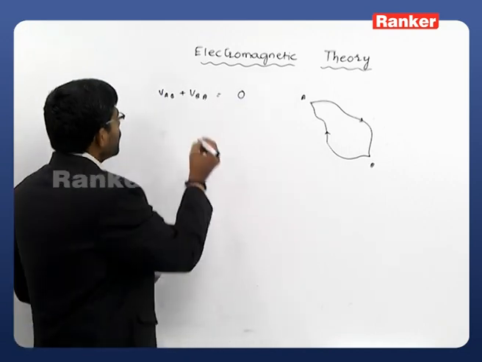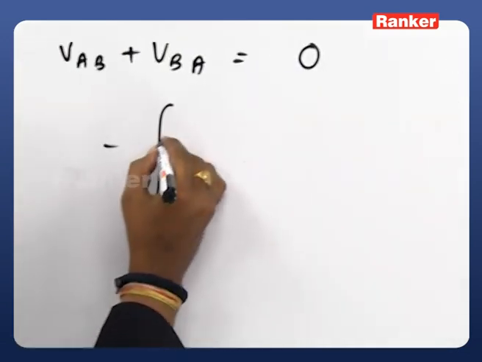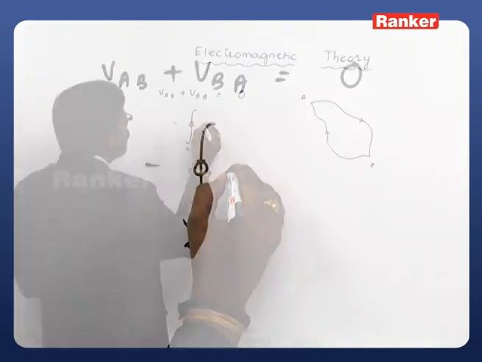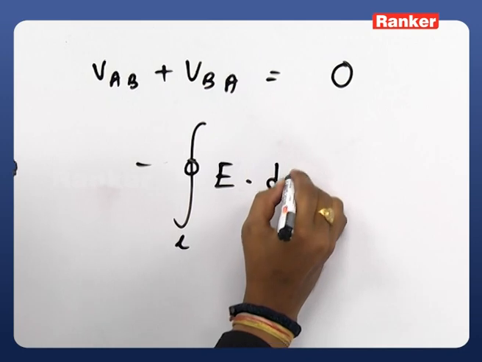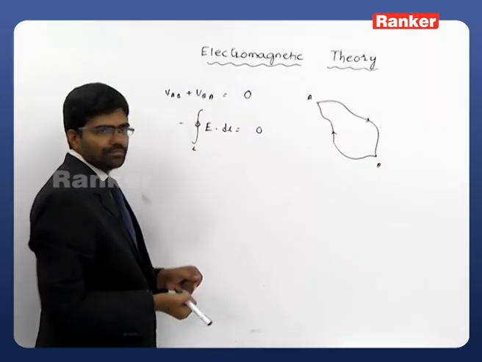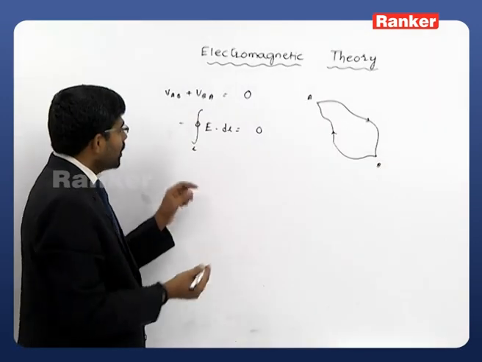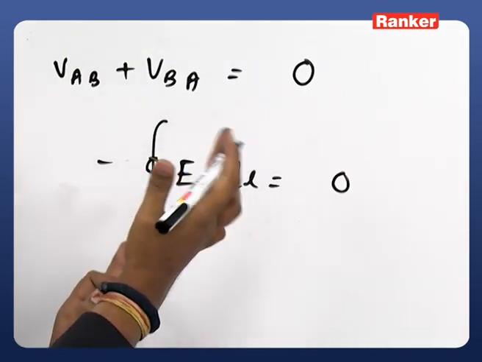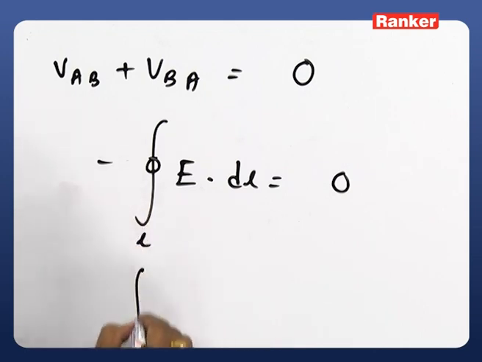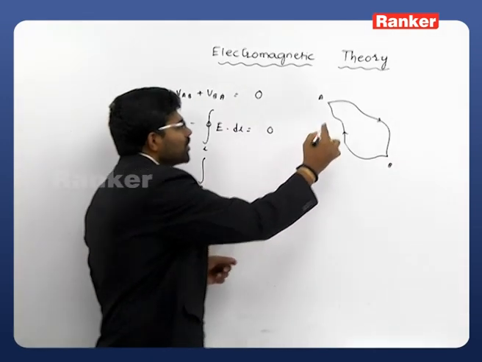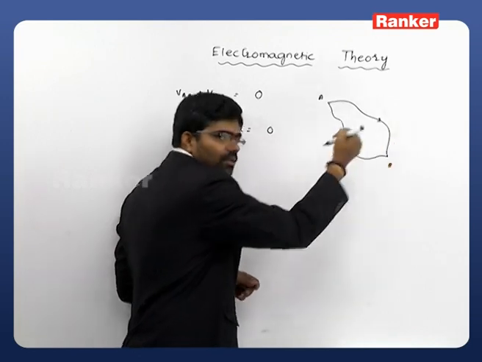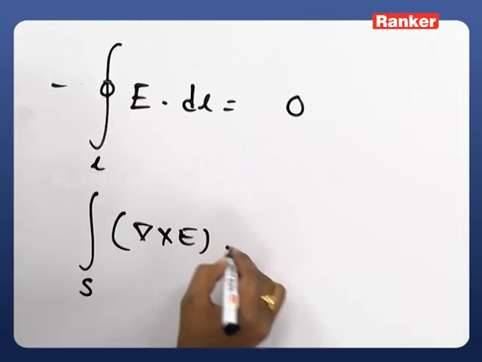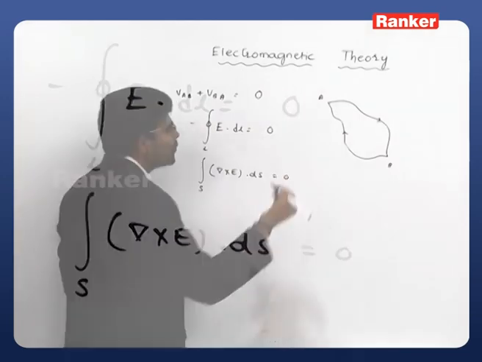Now what is the equivalent of this? Here we are taking the closed line integral. The closed line integral of E dl equals 0. Now I will try to apply Stokes theorem here. Since we have a closed line integral, we can apply Stokes theorem. So this equals the surface integral, since this particular closed line forms a surface, of del cross E ds equals 0.